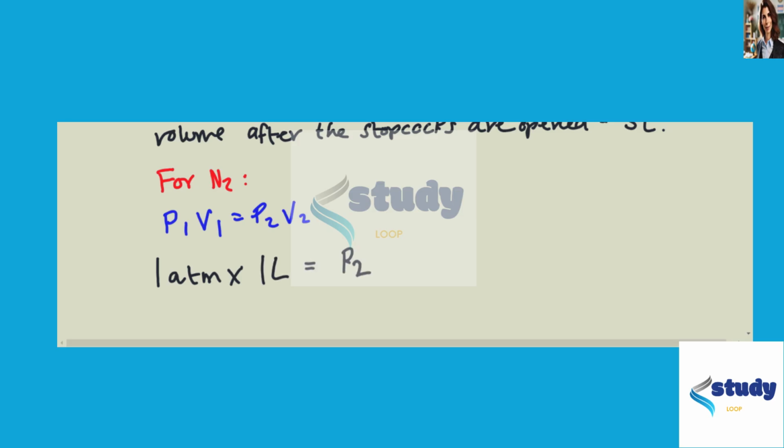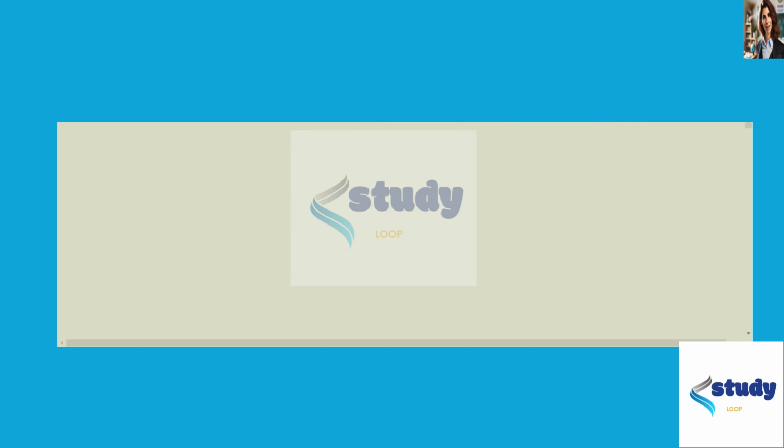Since we know that the volume after the stopcocks are open is 3 liters, it would be 3 liters, and we can obviously rearrange to make P2 the subject. So it would be 1 divided by 3, right? Which is 1 times 1 and divide that by 3. So P2 should be this for nitrogen. Now that we've worked on nitrogen, we can move on to water.